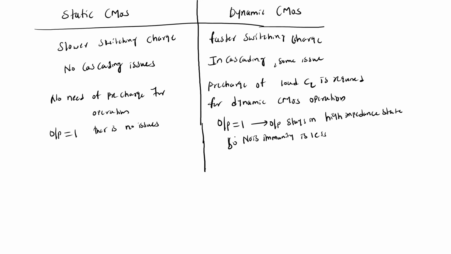There is no change in leakage. Charge leakage creates a problem. There is a charge leakage through the load capacitance, so charge leakage creates a problem. So this is the difference between static CMOS and dynamic CMOS.